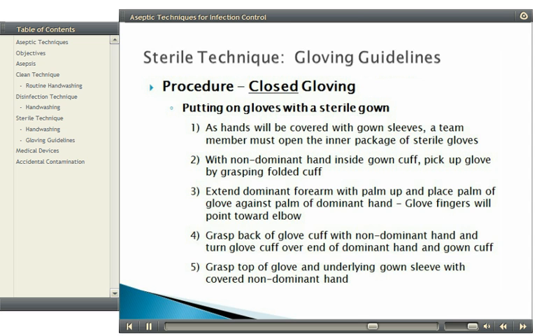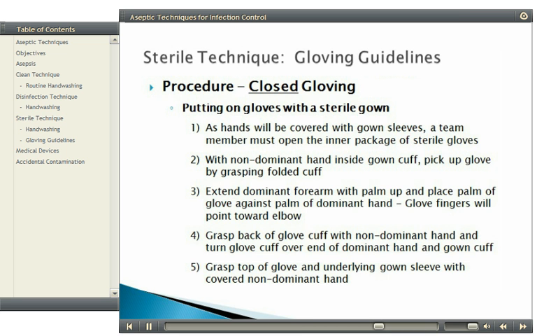Sterile technique, gloving guidelines. Procedure, closed gloving. Putting on gloves with a sterile gown. 1. As hands will be covered with gown sleeves, a team member must open the inner package of sterile gloves. 2. With non-dominant hand inside gown cuff, pick up glove by grasping folded cuff.